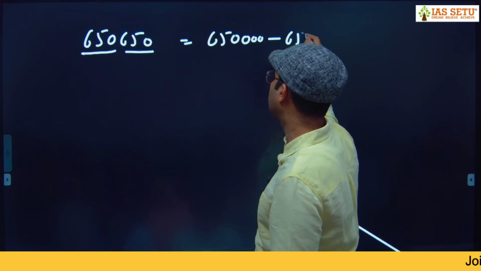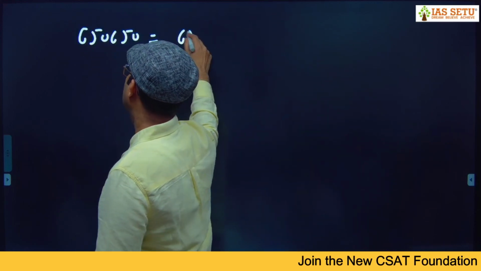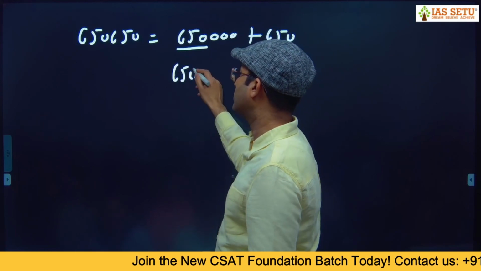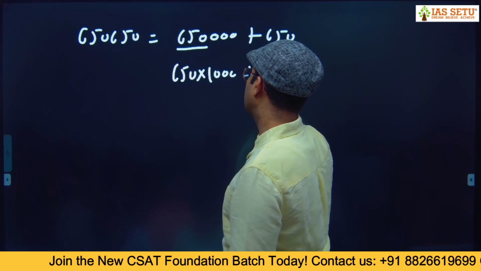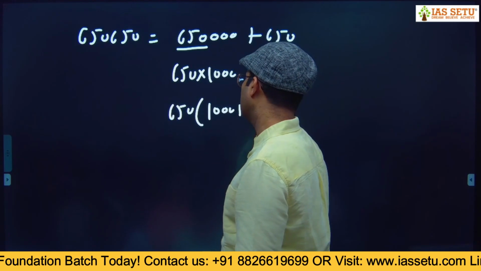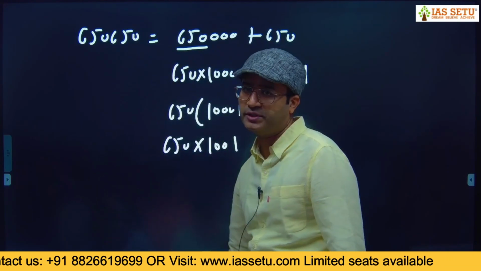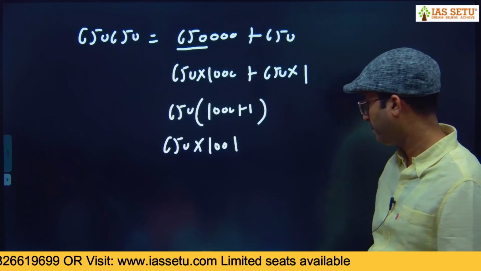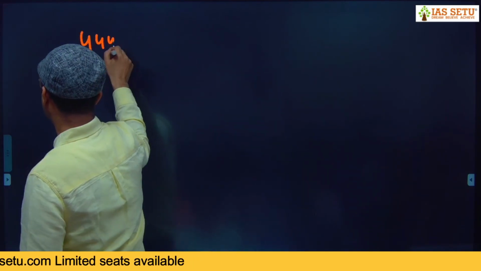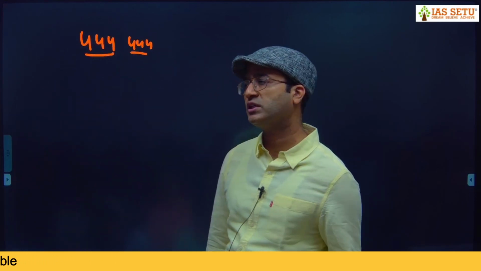So 650,000 plus 650. You can break it as 650 into 1000 plus 650 into 1, 650 common, 1000 plus 1. If this number is a multiple of 1001, it has to be divisible by 7, 11, 13. One more, if all digits are the same. Digits can be the same or different, but the only thing is it should repeat.